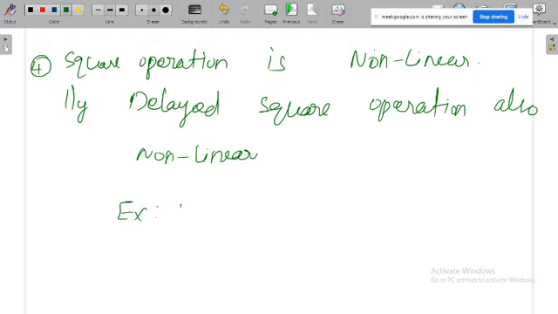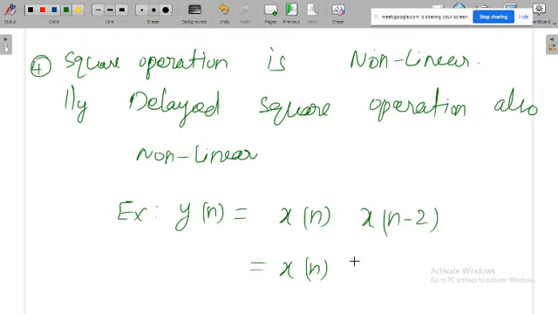That means y of n is equal to, if it is given like this, x of n times x of n minus 2, again this is non-linear. Sometimes they give it like this also, x1 of n into x2 of n, something like that. Again that is also a non-linear one. So just a product, the product will generally make the system non-linear. So the delayed square is also a non-linear system. Okay, so we will stop.